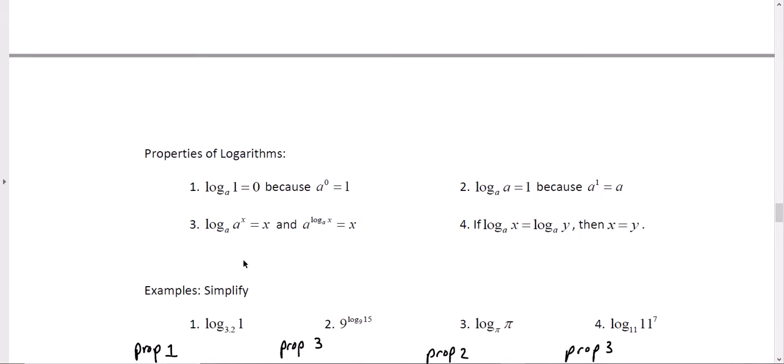All right, some properties of logs. These are called basic fundamental properties of logarithms.